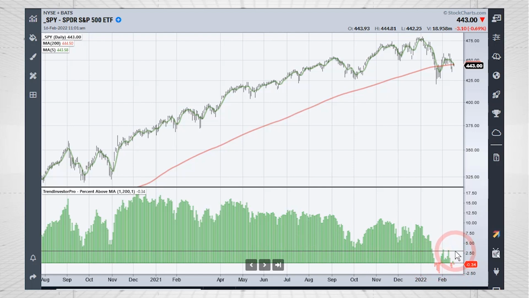And I've got a line at plus 3% and minus 3%. And you can use that if you want to filter out whipsaws. And you can see we didn't go below minus 3% on this latest dip, but we're moving back below the 200-day because you can see we're currently at 0.34%. The 5-day is below the 200-day. So that is a potential negative for the S&P 500 because bad things happen below the 200-day, not above it.